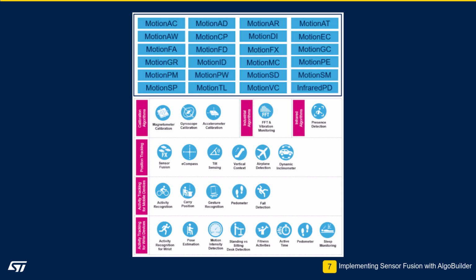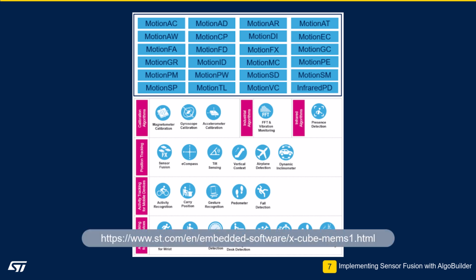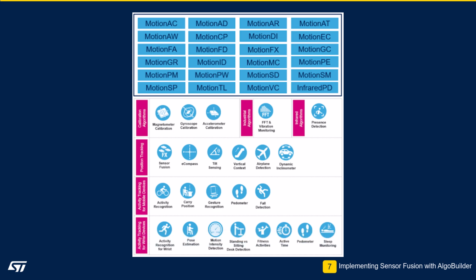As seen in this graphic, the X-Cube MEMS1 package comes with a variety of motion libraries, which when combined with ST's MEMS sensors, can enable scenarios including accelerometer, gyroscope, and magnetometer calibration, sensor fusion, activity detection, gesture recognition, tilt sensing, vibration monitoring, and many others. For more details on ST's advanced motion libraries, please see the X-Cube MEMS1 documentation. AlgoBuilder is capable of generating projects using many of these libraries, and so is an ideal tool for quick evaluation of these libraries with no coding needed.